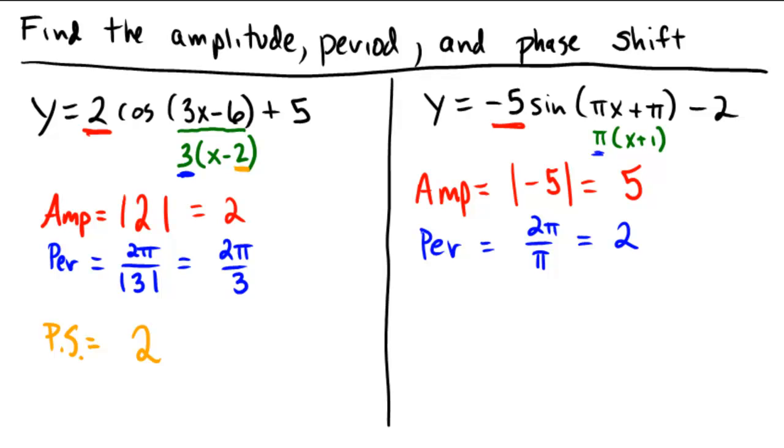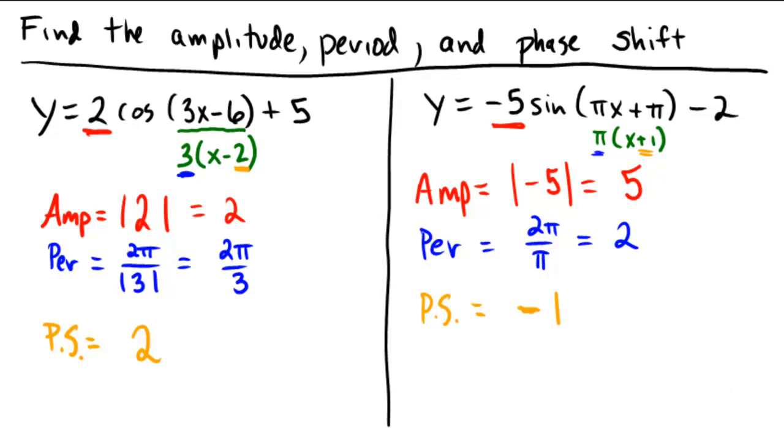Finally, what is our phase shift? The phase shift is the opposite of the number that's inside of here. So x plus 1 means it would have been a shift left 1, so we consider our phase shift to be negative 1.